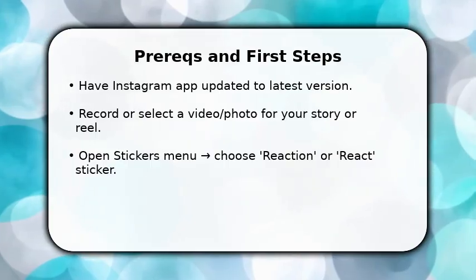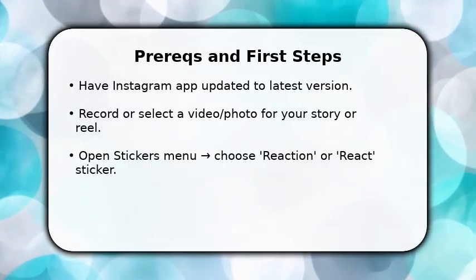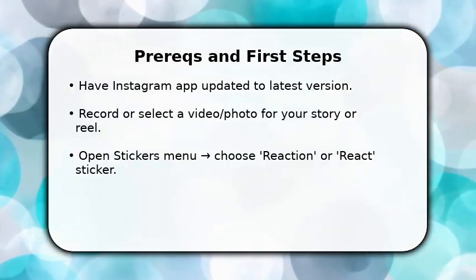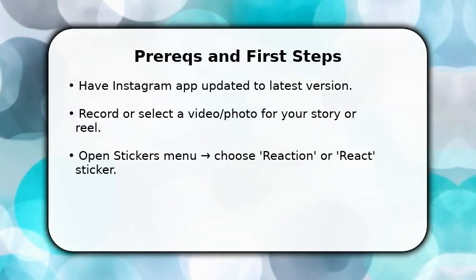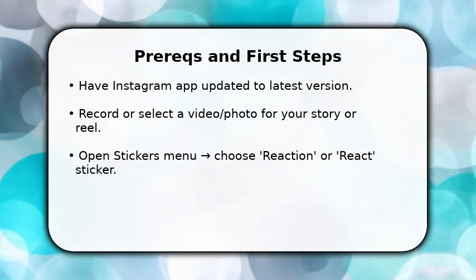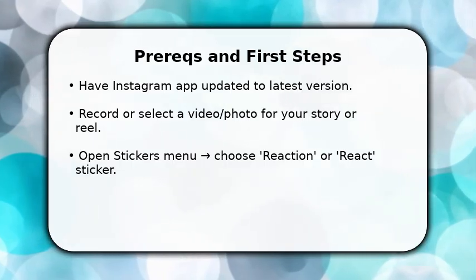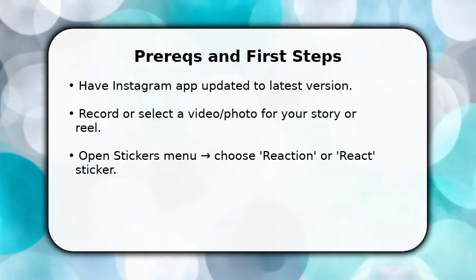You have two quick prerequisites: an updated Instagram app and the media you want to react to. First, open Stories or Reels and load your photo or video. Once loaded, tap the sticker icon at the top, then pick the Reaction or React sticker option.